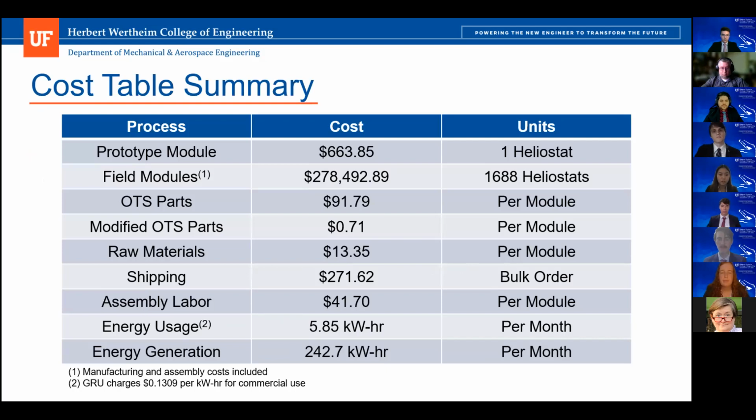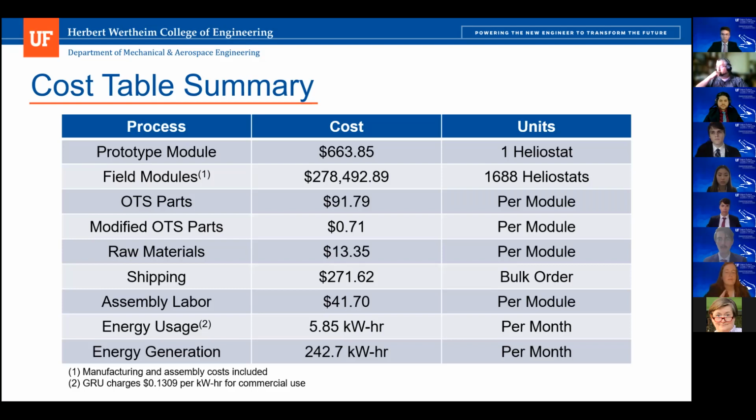So in terms of costs, the cost to fabricate one full prototype is $663.85. But when taking into consideration a full field, 1,688 modules are needed to obtain the necessary solar concentration ratio. And that results in a total field cost of about $280,000.